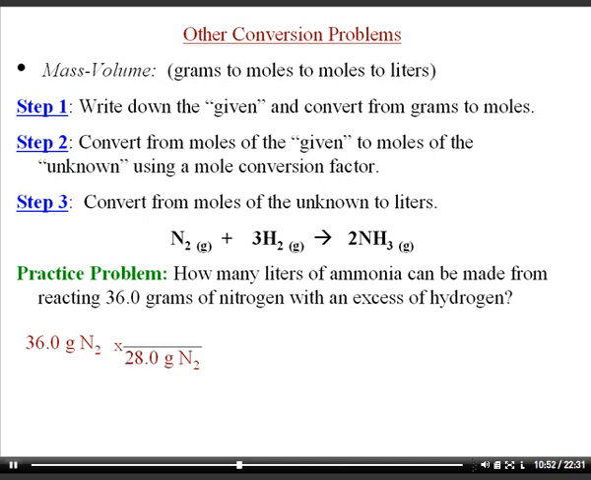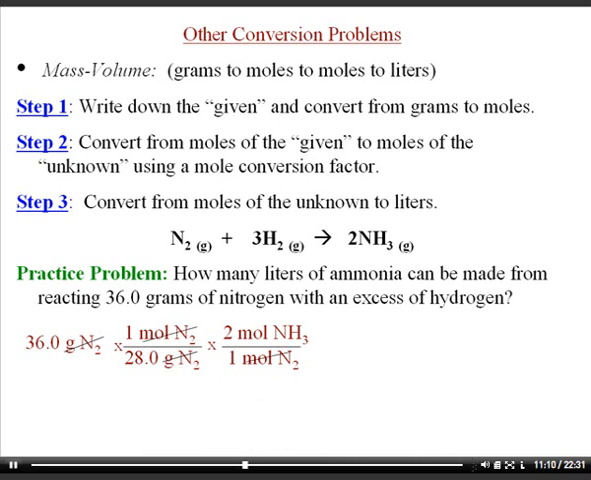We already know that's 28. We used it before. It's always going to be 1 mole on top. Then we do our mole ratio step. We're changing nitrogen into ammonia. The number for nitrogen is going to be 1 mole. That comes from the coefficient in front of the nitrogen molecule in the BCE. The number for ammonia is 2.